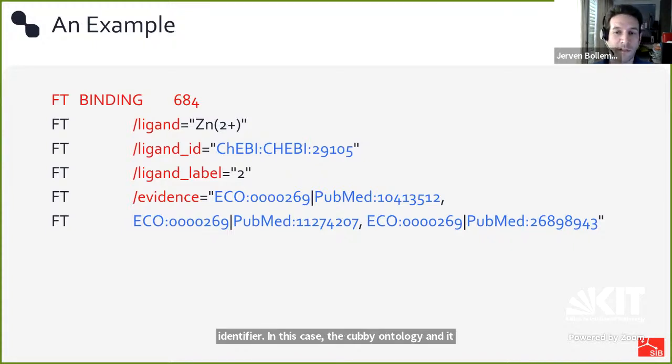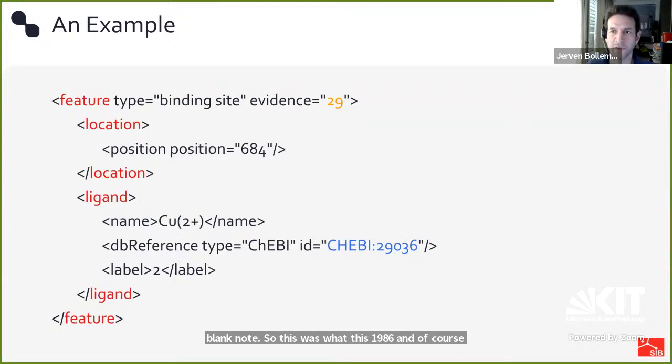The ECO codes, which are the way that we talk about evidences, also have identifiers, as do the PubMed articles which we extract the data from. However, the pairing of this does not. It's properly a blank node. So this was 1986, and of course, 15 years later, XML came around. So again, lots of lack of identifiers. Only the ligand has one, the same way that it had before.